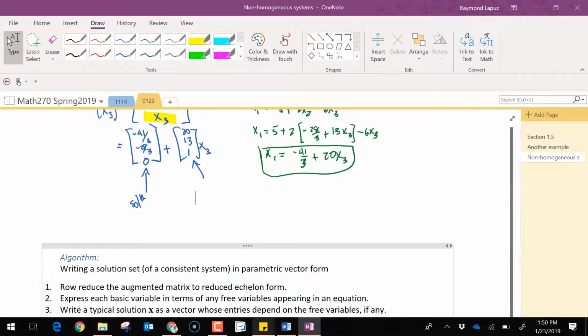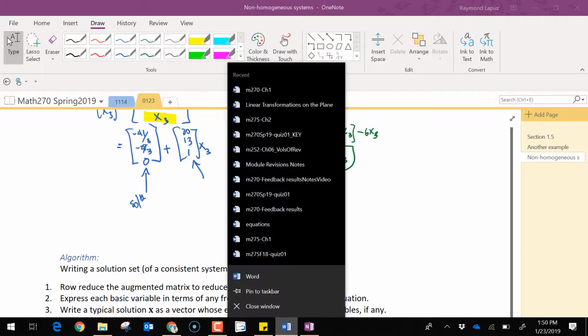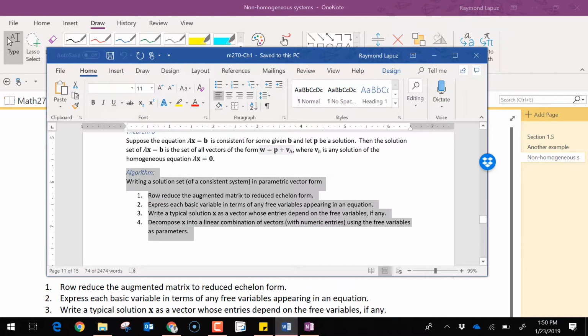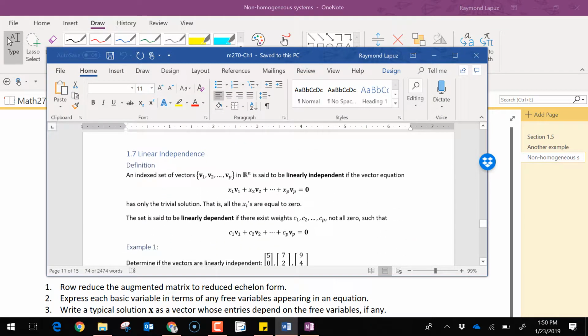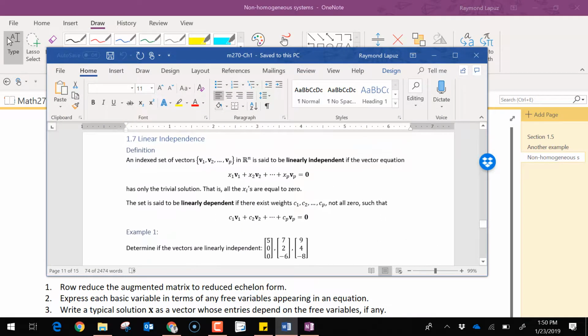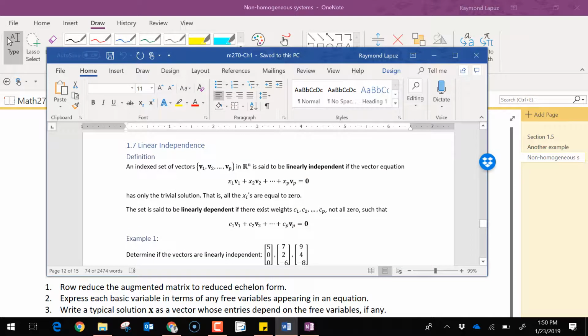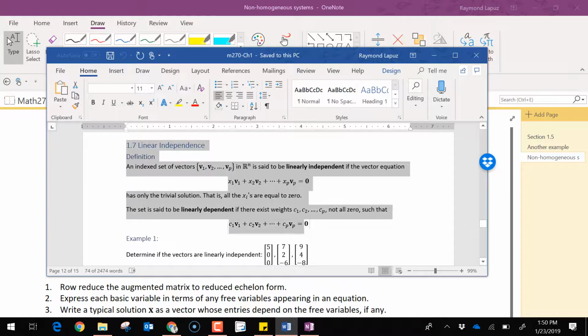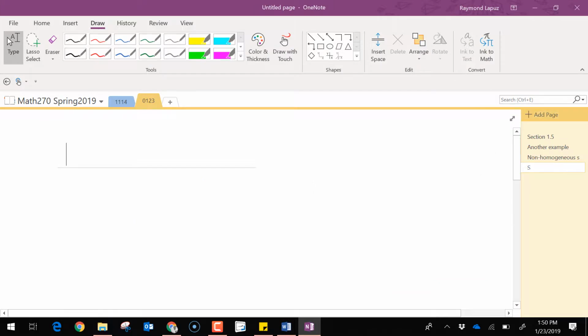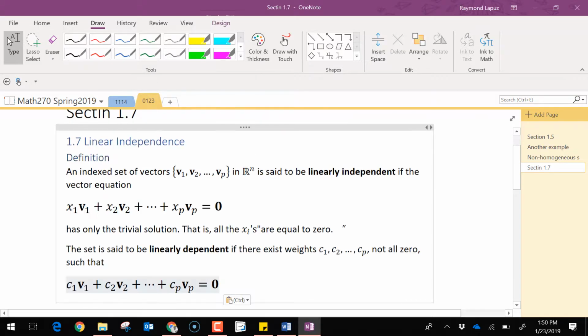All right. Oh, we have 10 minutes. We can do one more section. So let's go into the next section that we're going to cover, linear independence. And we'll start off with the definition.